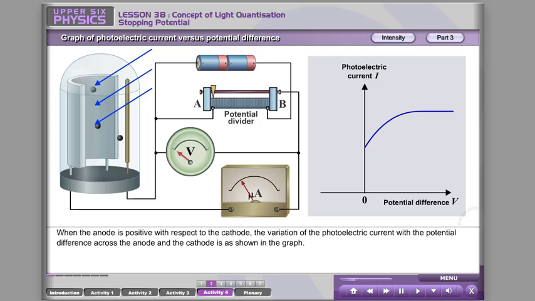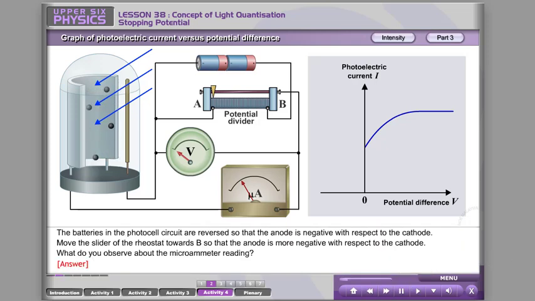When the anode is positive with respect to the cathode, the variation of the photoelectric current with the potential difference across the anode and the cathode is as shown in the graph. The batteries in the photocell circuit are reversed so that the anode is negative with respect to the cathode. Move the slider of the rheostat towards B so that the anode is more negative with respect to the cathode.